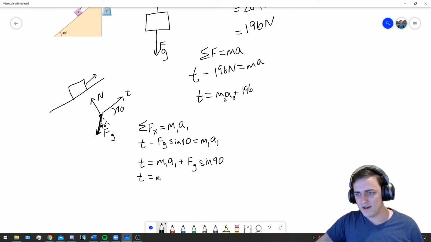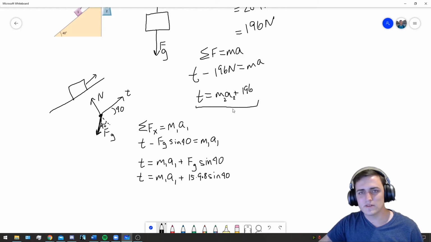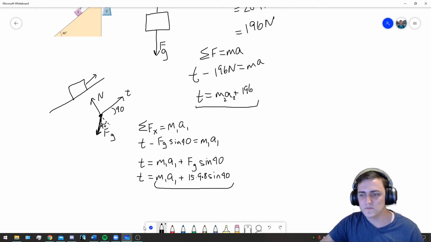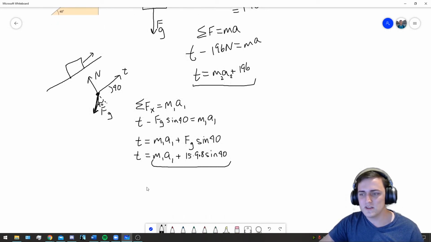And then we are going to evaluate sort of Fg, right? 15 times 9.8, 9.8 times sine of 40. Now, we actually know that T is this number, this sort of M2A2 plus 196. So we can combine both of these equations and we can set them equal to each other.